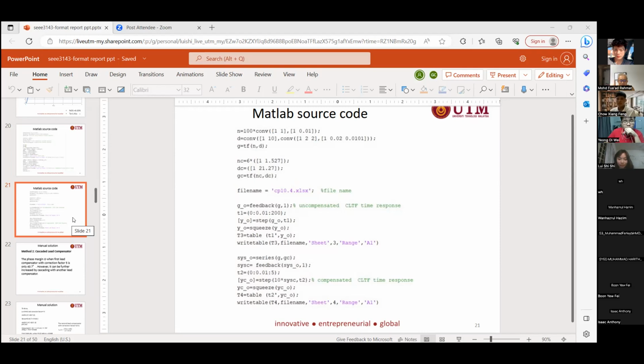Number 1. The lag compensator is used to improve the transient response by adjusting the phase margin. Lead compensator, yes, the lead compensator. Then the lag compensator is to improve the steady state error. Number 1, correct. Number 2. The lag compensator is to reduce the steady state error by increasing the low frequency gain. So we are adjusting the gain.